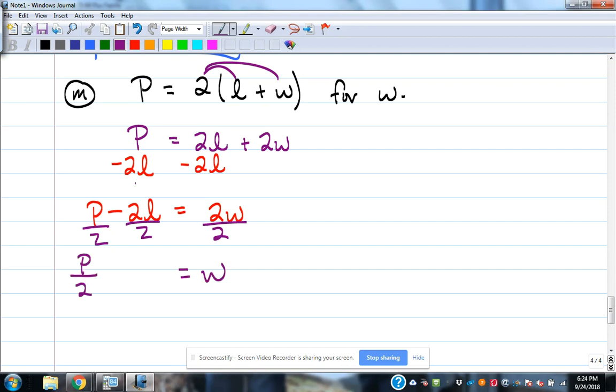Perimeter divided by 2. What about 2L divided by 2? What happens there? What happens to the 2? The 2's will cancel each other out, right? Just got 1L or plain L. Either of those would be fine. And there we have W by itself. We've solved that for the width of that.